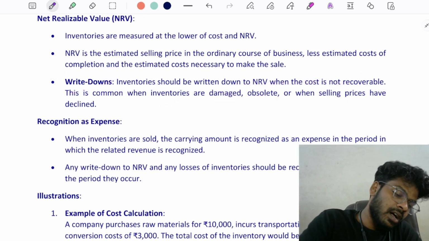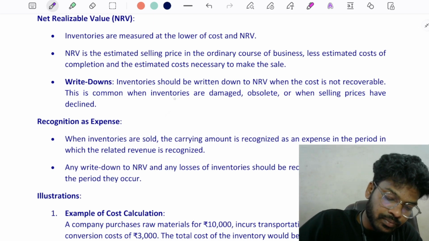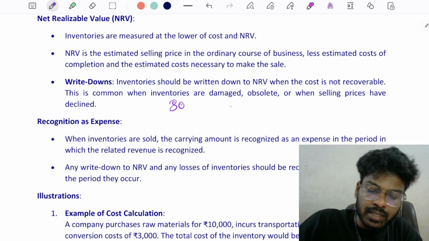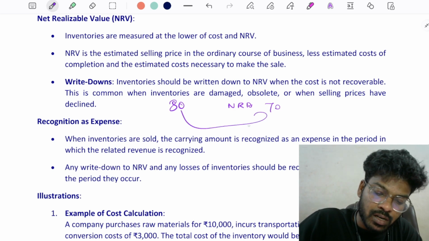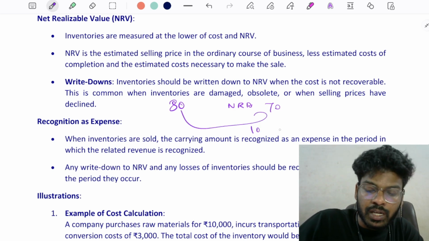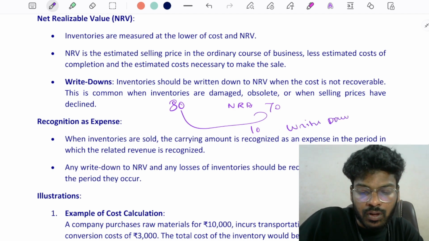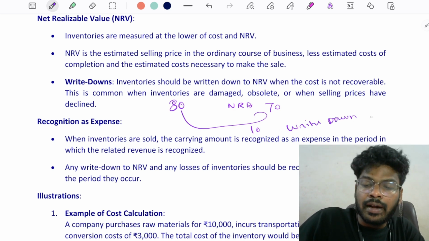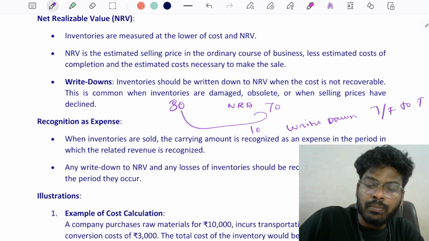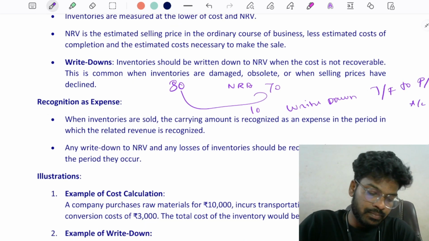For example, cost of inventory is 80. The NRV is 70 rupees. The difference of 10 will be written down and transferred to P&L account.